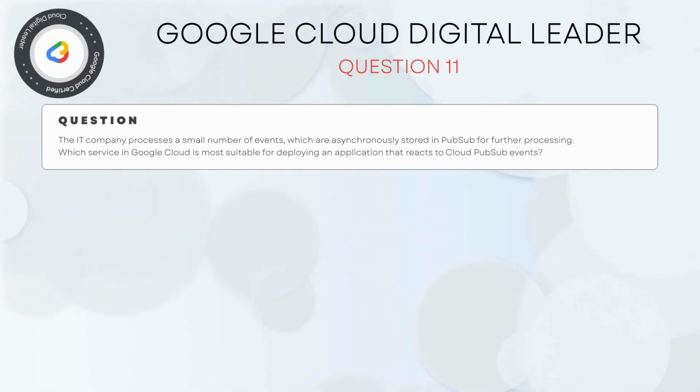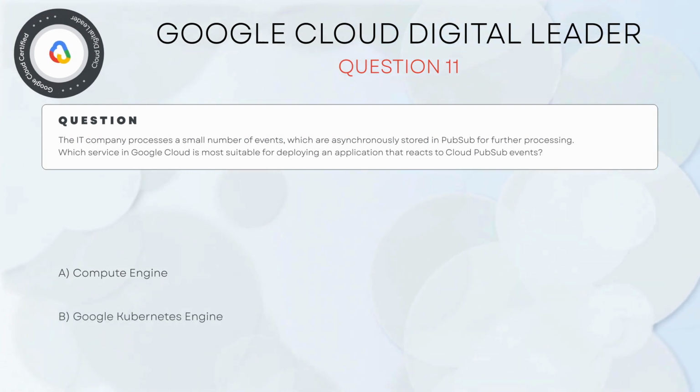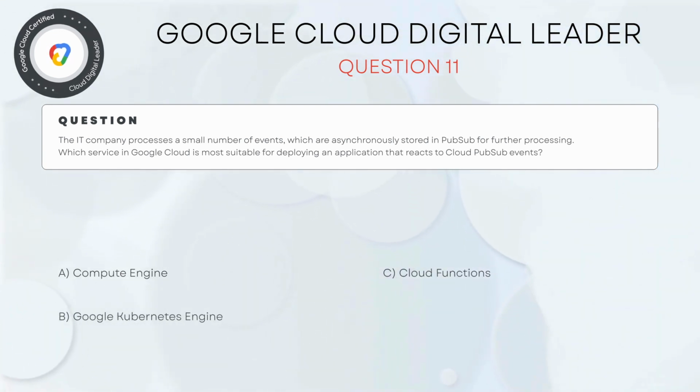The IT company processes a small number of events, which are asynchronously stored in PubSub for further processing. Which service in Google Cloud is most suitable for deploying an application that reacts to Cloud PubSub events? A. Compute Engine. B. Google Kubernetes Engine. C. Cloud Functions. D. Cloud Storage.